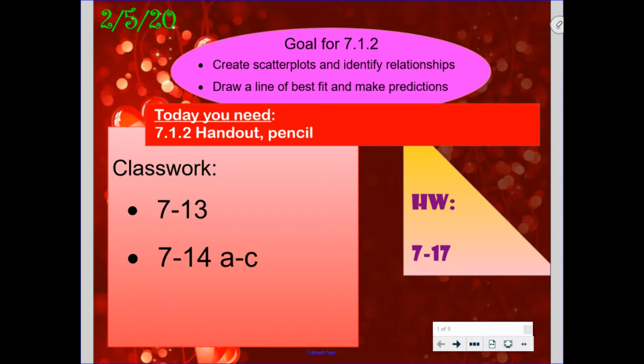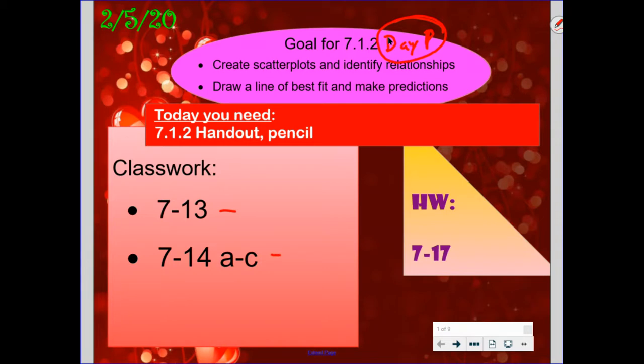Cool. You'll also need a pencil. Now, today technically is a 2-day lesson. So technically this right here should say, and you can't even read it, but it should say day 1. Okay, this is our first day. We will continue this lesson tomorrow. Okay, we are just tackling 713 and 714, A through C. That's what we're doing today.